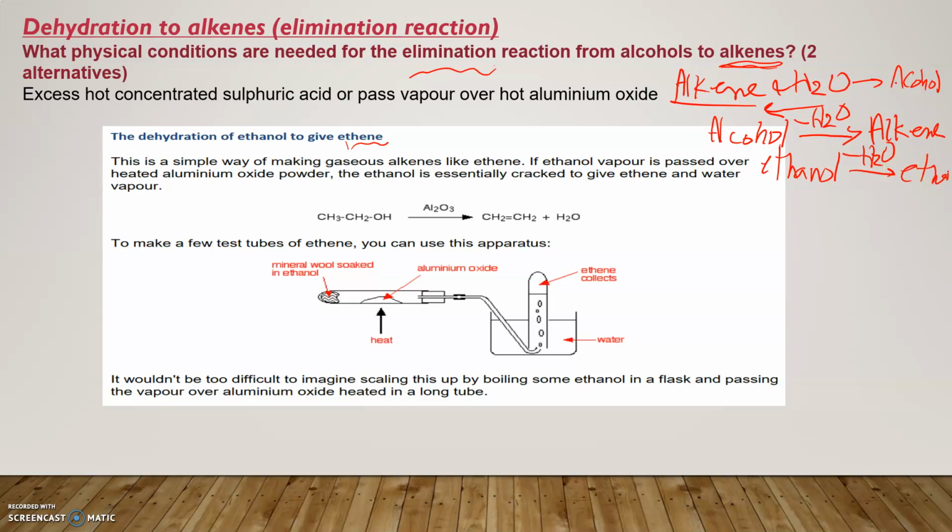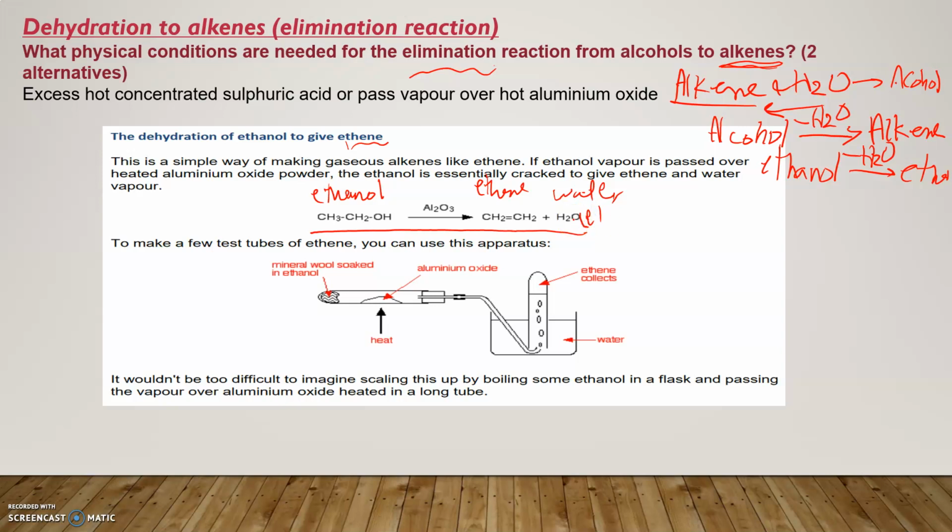Easy, right? So, simple way, this is your reaction. You have ethanol and you need a catalyst for this reaction, which is aluminum oxide. It turns back to ethene. Here's the double bond and a water molecule.